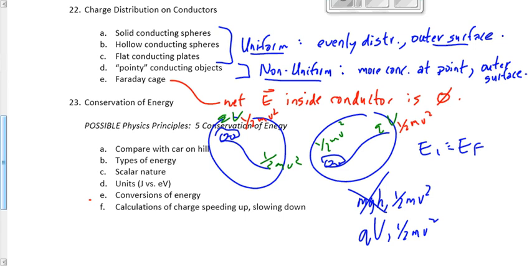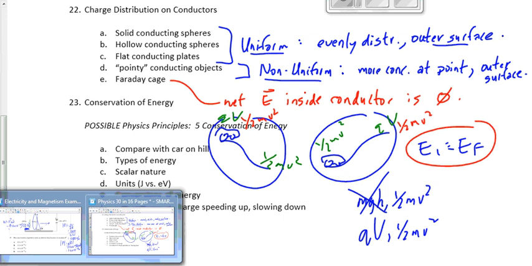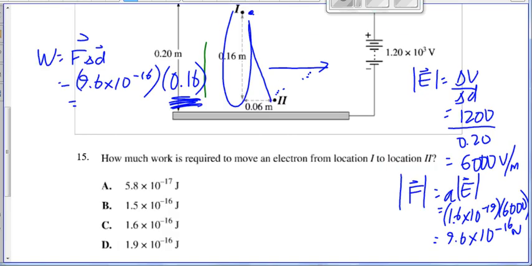And finally, be able to calculate charges speeding up and slowing down using E_i equals E_f: qV plus 1/2 mv squared equals 1/2 mv squared, or whatever the case may be. There's a couple questions I want to do on that here. I'm going to go through those as quickly as possible so we can finish up our magnetism stuff as well. What I want you to look at right now is on your electricity and magnetism question number 8.